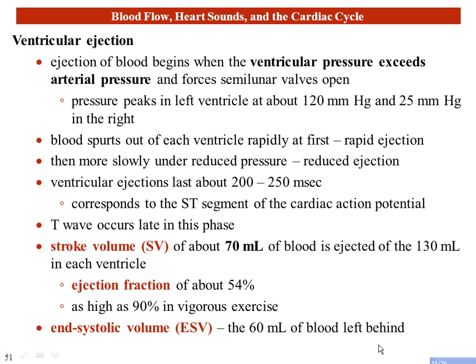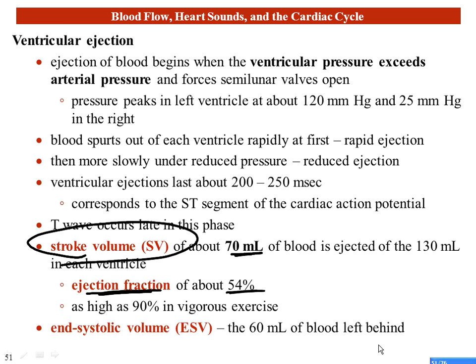here. As I said, during ventricular ejection, not all the blood leaves. But the blood that does leave, once again, is the difference between end diastolic volume and end systolic volume. It's called your stroke volume. The average value for stroke volume is around 70 milliliters. The percentage of end diastolic volume that's actually pumped out is called ejection fraction. For a person at rest, roughly 54% is the ejection fraction. So 54% of blood in the left ventricle actually leaves. It becomes part of the stroke volume.